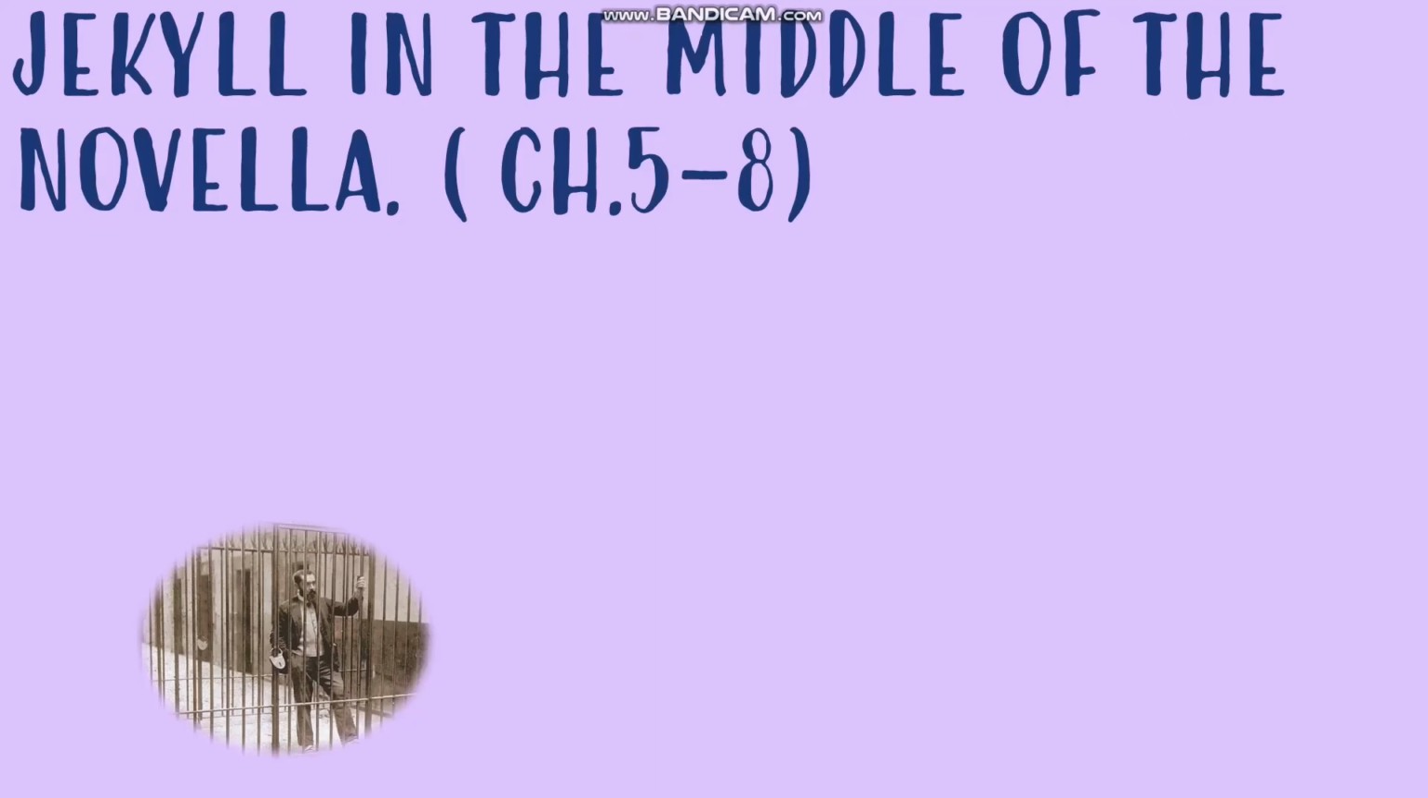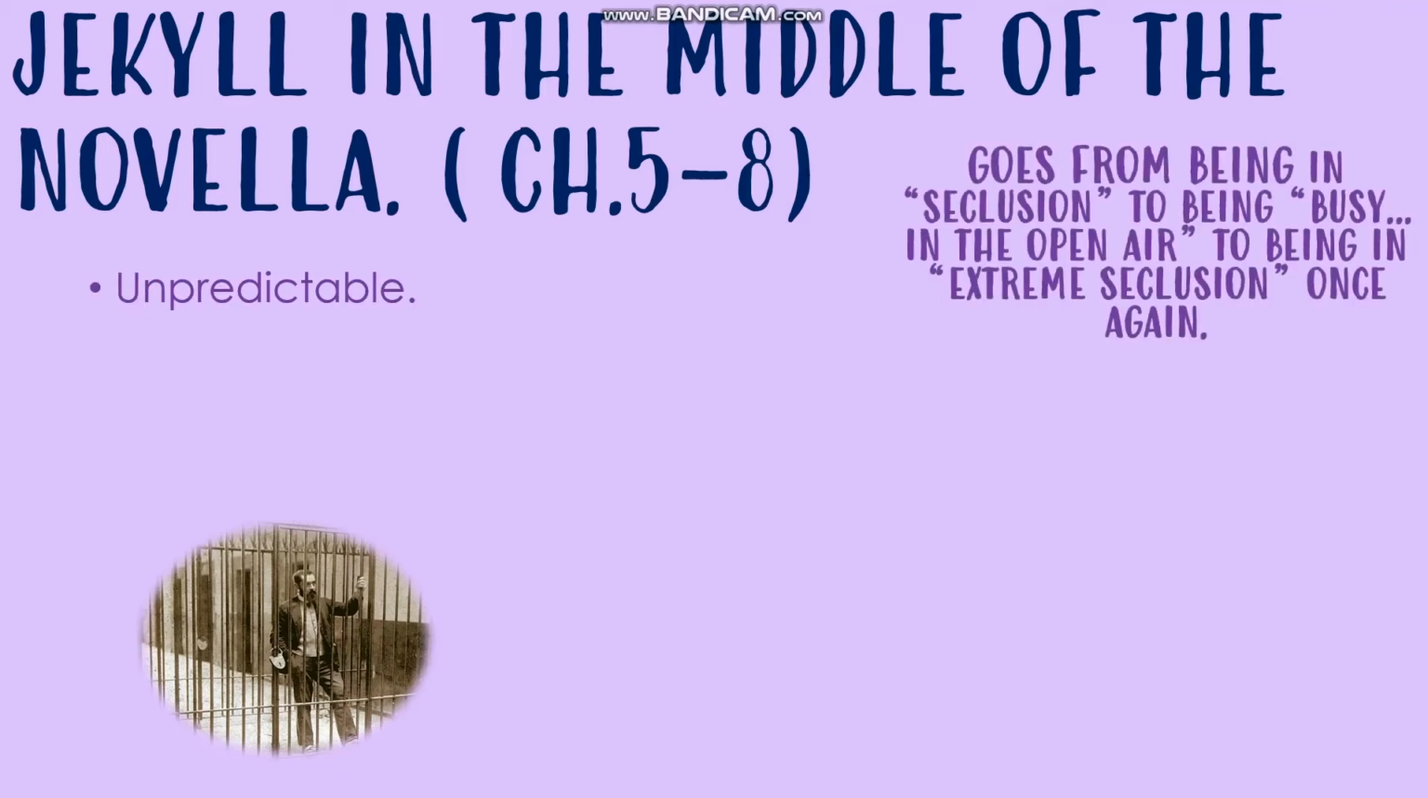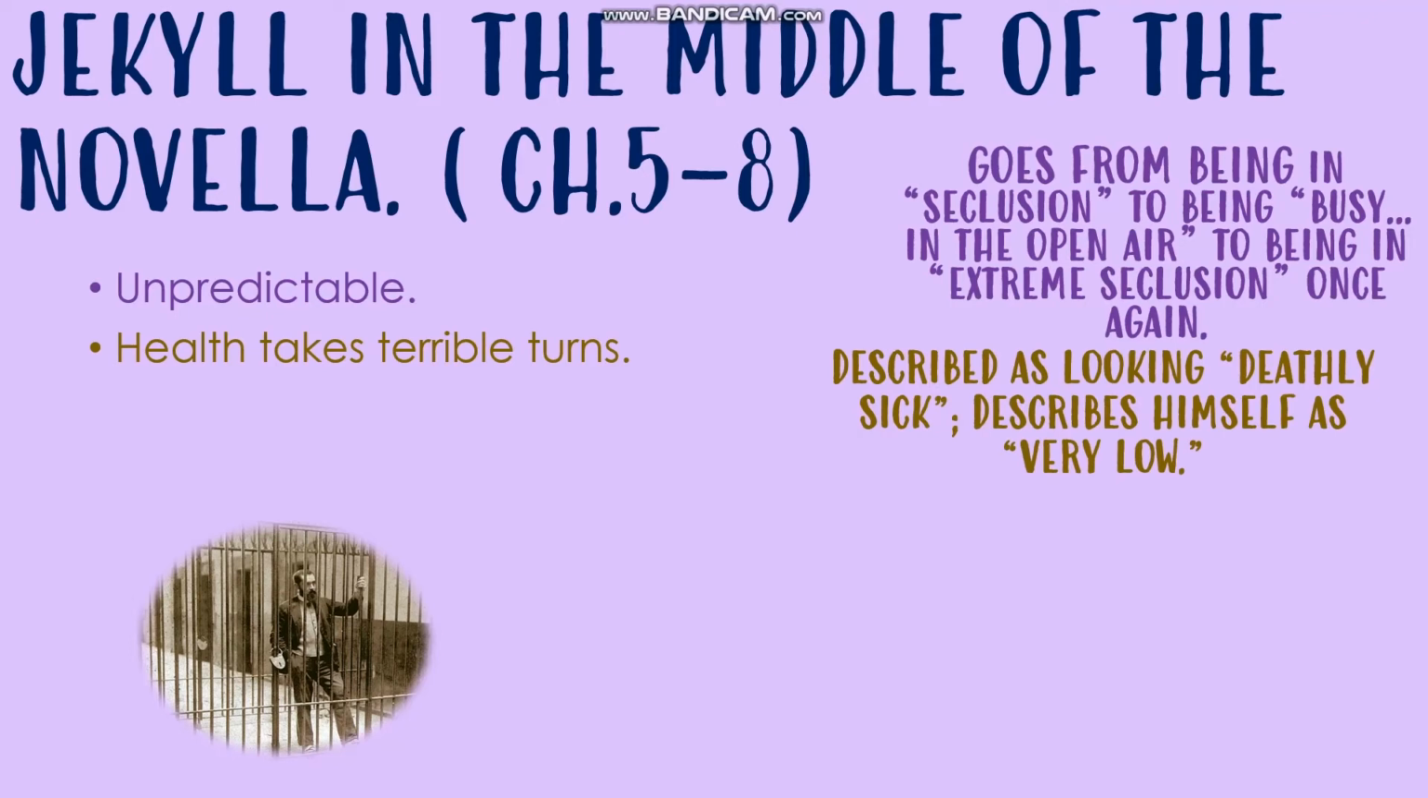And in the middle of the novella, we kind of see Jekyll on and off, and he becomes quite an unpredictable figure indeed. He goes from being secluded after the murder of Danvers Carew to suddenly being really busy in the open air to being secluded once again. So he kind of disappears without a trace quite regularly through the space of these chapters. His health also is unpredictable. He's described as looking deathly sick, and at one point described himself as being very low. Again, bringing us to be concerned about his friend.